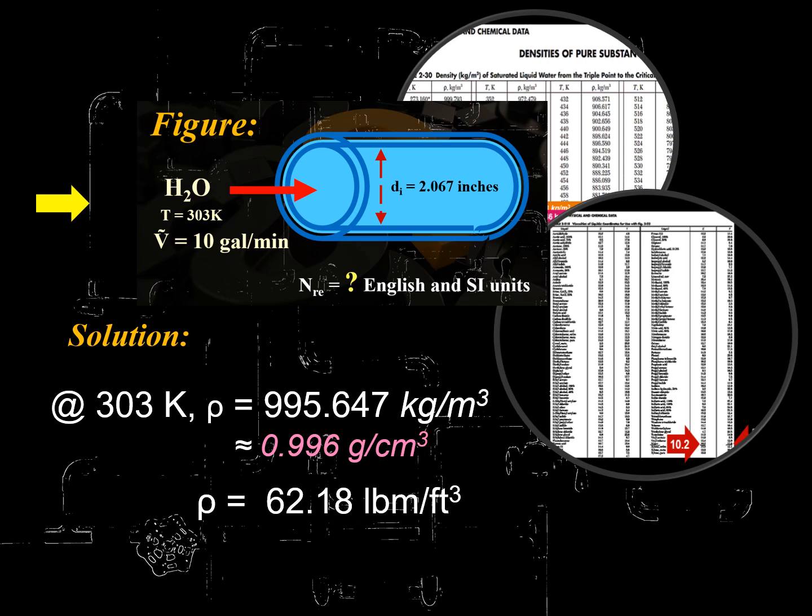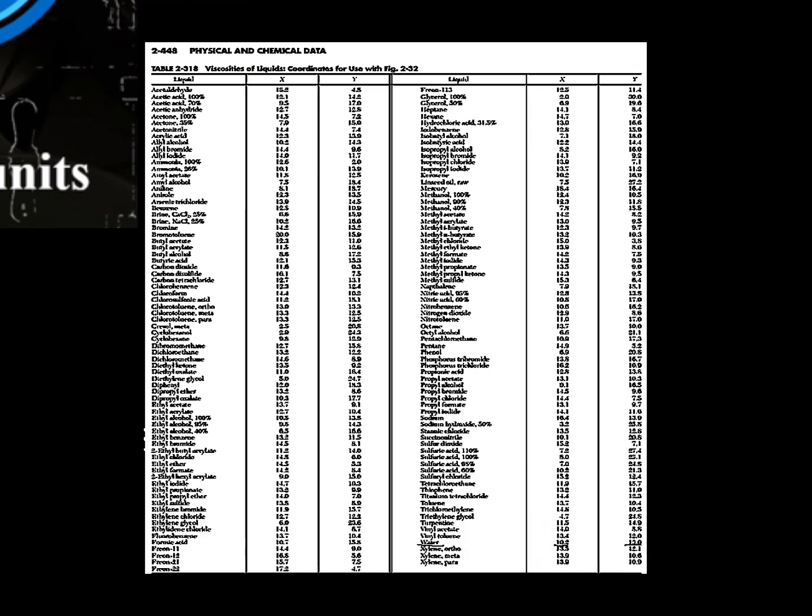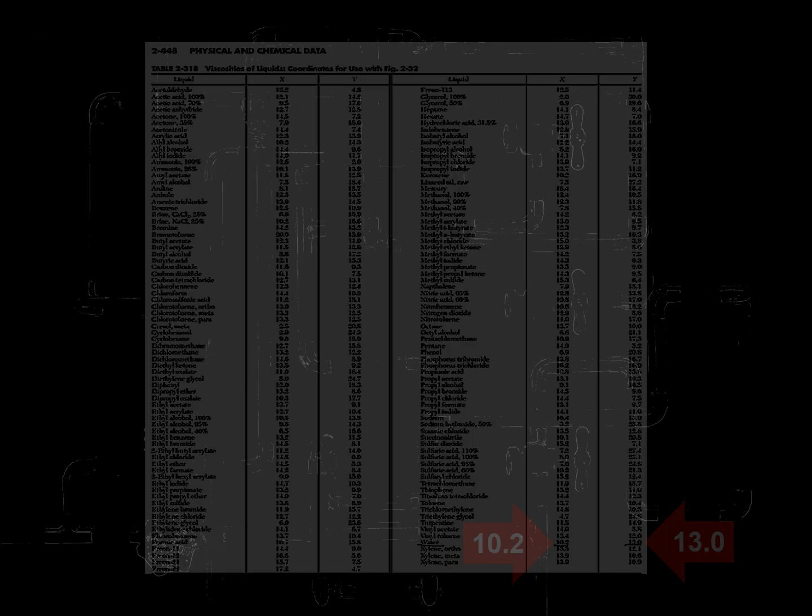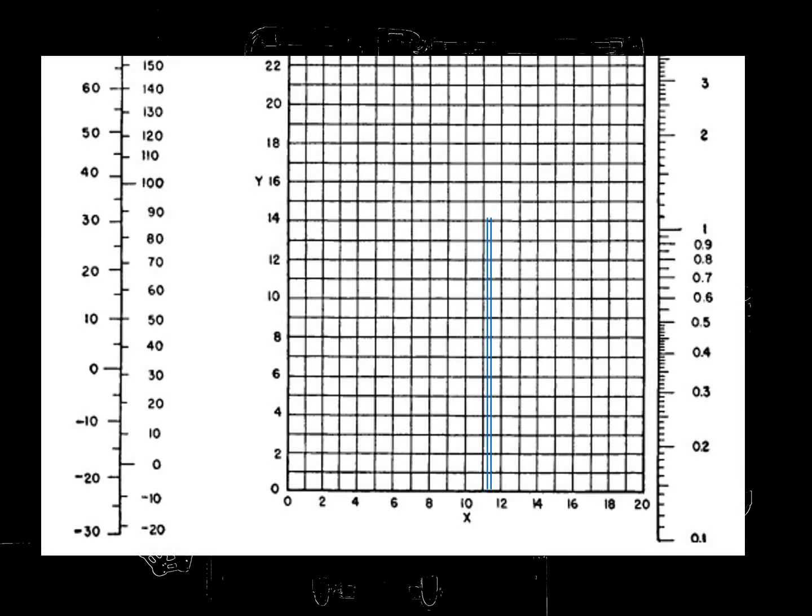Then we go to the viscosity at 303 Kelvin. From the table of viscosities, the coordinates of water are x equals 10.2 and y equals 13. We then plot the coordinates on the graph. The viscosity is approximately 0.8001 centipoise, and I bet you have to practice reading on graphs to arrive at a very good estimated reading of the value.